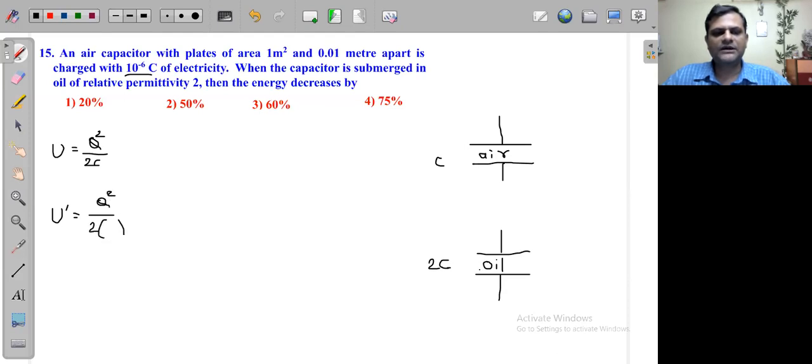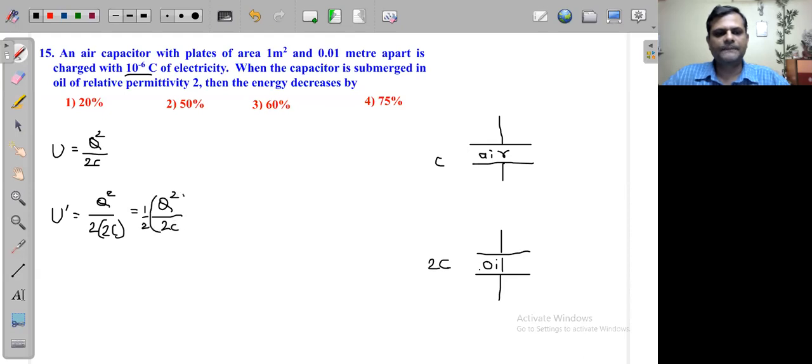C के बदले क्या आने वाला है यहाँ पे, ये 2C आने वाला है, because when the space between the plates of the capacitor is filled with the oil whose dielectric constant is given to be 2 here, then we can just get that this capacitance will just get increased by factor 2, and that's why its capacity will become 2C. So here we can just get that it will be 2C replaced here. That means U dash is actually going to be Q square upon 2 times of 2C, which is 1 by 2 times of Q square by 2C.